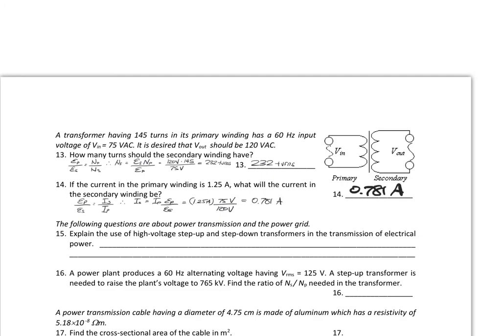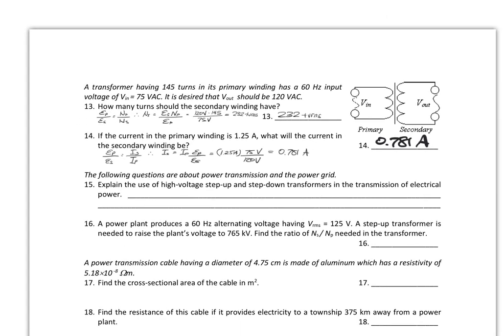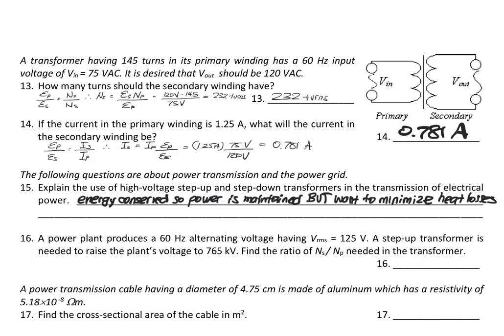Okay, next question. I'm not sure what number 15 is getting at. Is it explain the use of high voltage step-up and step-down transformers in the transmission of electrical power? I think what they're trying to say is, why is high voltage used in transmitting electrical power as opposed to low voltage?